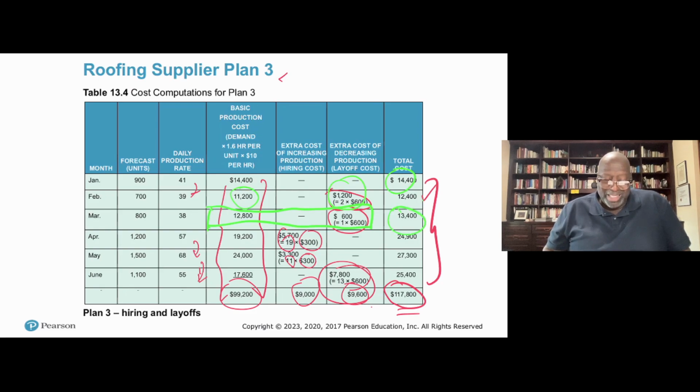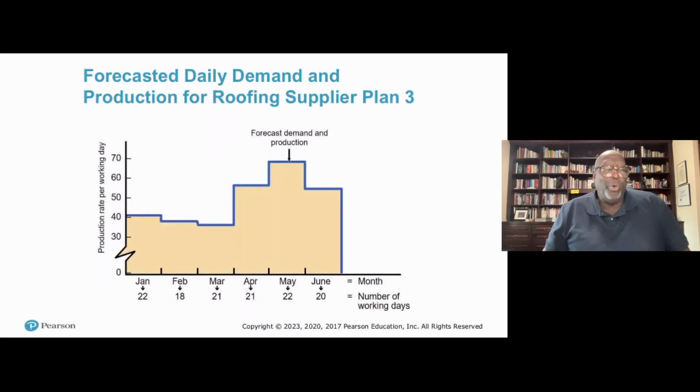So now 117,800 is more expensive than the other two that we looked at, and so therefore I don't believe we would actually want to take on that option, all right?